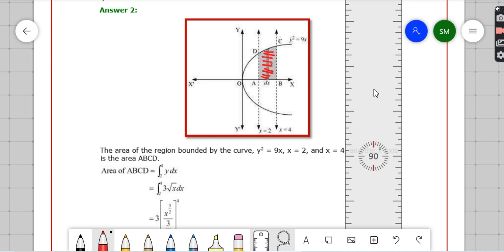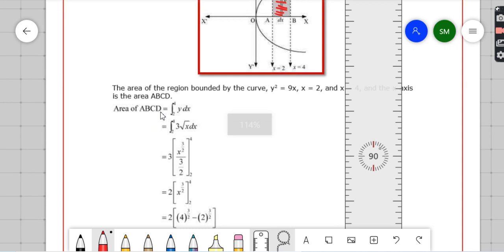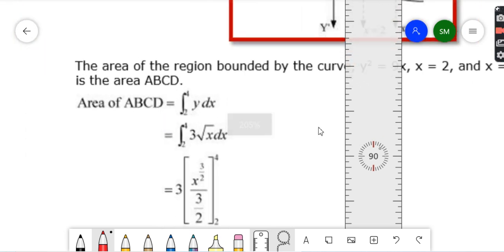Now you know that parabola y square equal to 4x is always in a C format. You don't worry about 9x, whether it is y square equal to 8x, 10x, 11x, the diagram will never change. Now once again, since it is perpendicular on the x-axis, I will take a limit of x and I will replace a value of y, that is 3 under root of x, and the limit is 2 to 4.